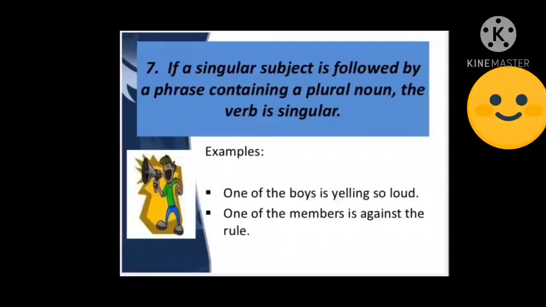There are many boys and you are referring to a particular boy. So, one of the boys is yelling so loud. One of the members, that means you are referring to one single person among many. So, here one of the members is, one of my books is missing. Okay. This is one of the important models.